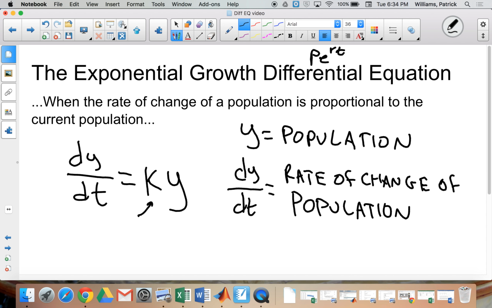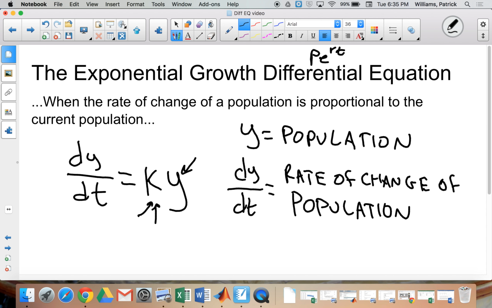So really, the exponential growth differential equation is just giving us an equation that describes when the rate of change of a population is proportional to the current population. So as you can see right here, if y is supposed to represent a population, dy/dt is the rate of change of that population, and that is going to be equal to, again, some proportional constant multiplied by y. y is the current population.